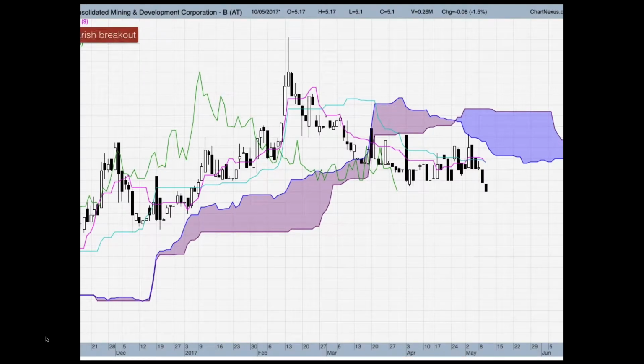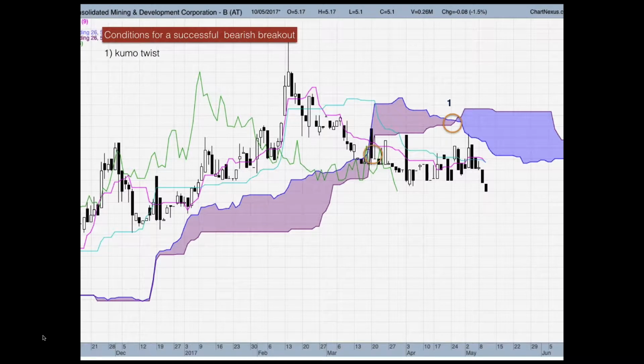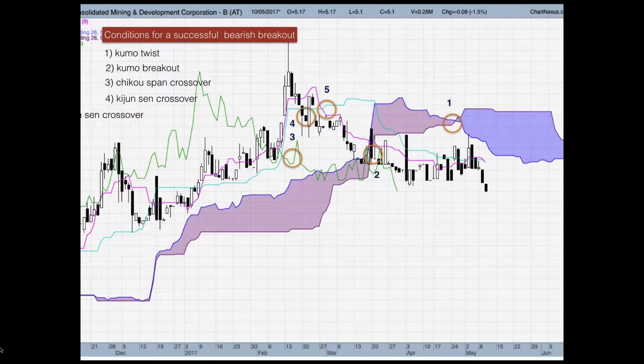This is a bearish crossover. You have the bearish Kumo twist. And then we have a Kumo breakout in number 2, where price broke below the Kumo. In number 3, we have a Chikou span crossover, where the Chikou span dropped below the price. This is bearish. 4, you have the Kijun-sen crossover, where the price broke below the Kijun-sen. 5, you have the Tenkan-sen crossover, where the Tenkan-sen crossed below the Kijun-sen. These were weak bearish signals.